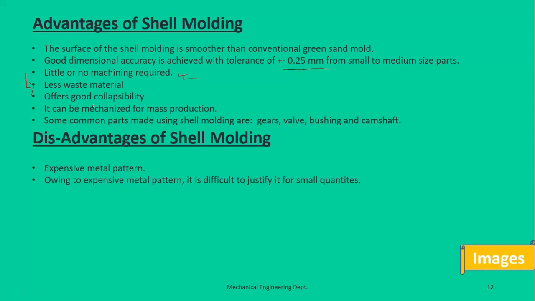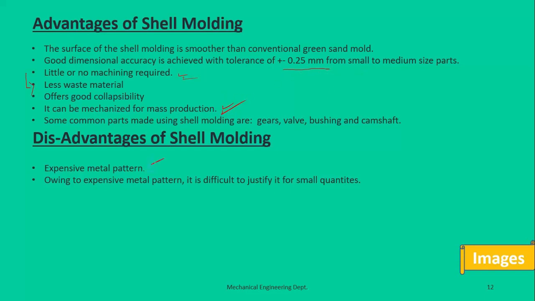Then there's another advantage of shell molding: it offers good collapsibility. Once the material cools down and solidifies, it undergoes shrinkage, so the mold doesn't collapse. It allows the part to shrink during solidification, while cooling. And it can be mechanized for mass production because it has several steps involved.